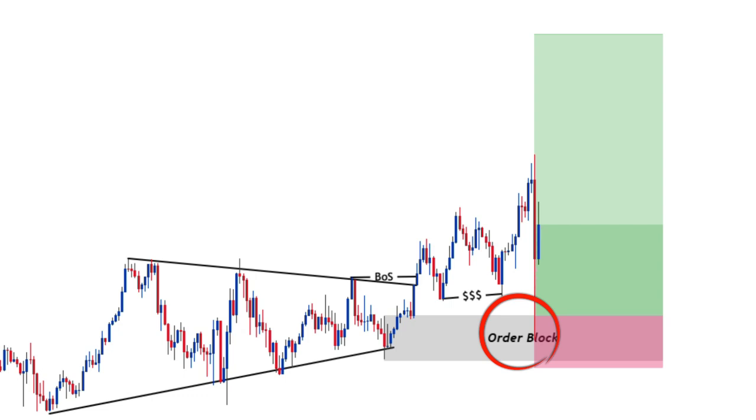Now let's talk about risk management. Stop loss goes below the order block structure. Clear invalidation. If price breaks below that, the idea is wrong. Simple, no emotions. But there is one rule you cannot ignore.